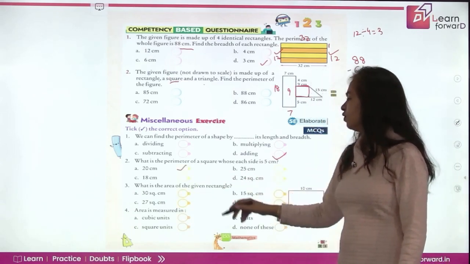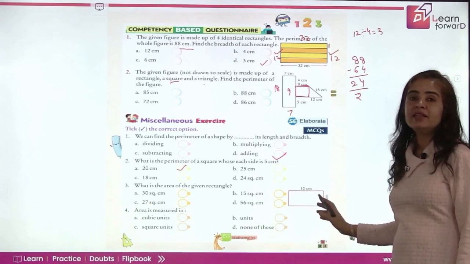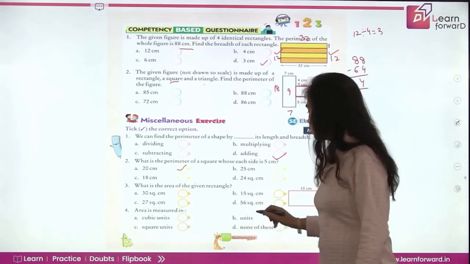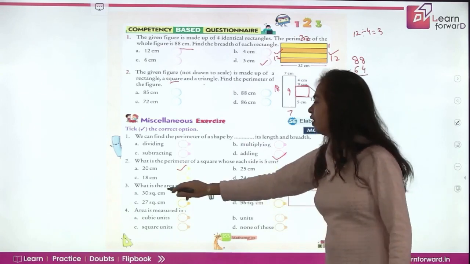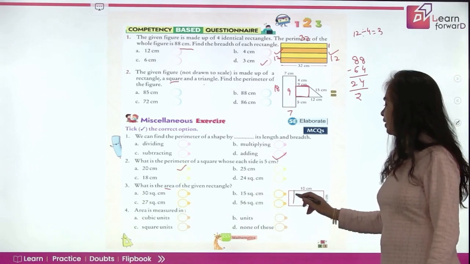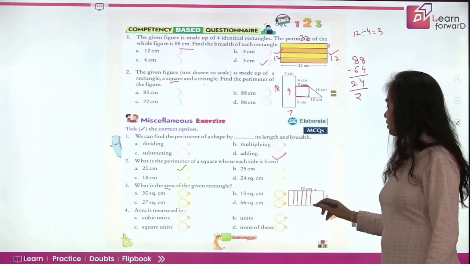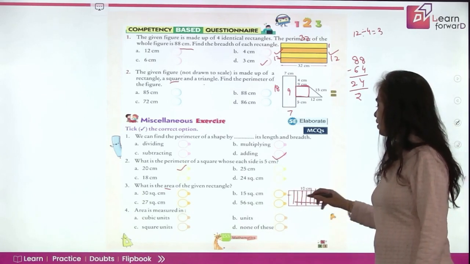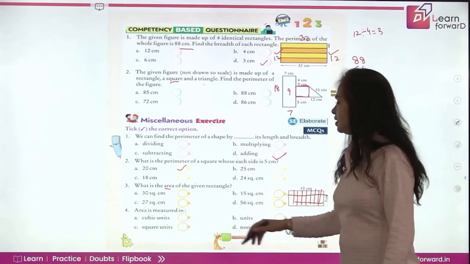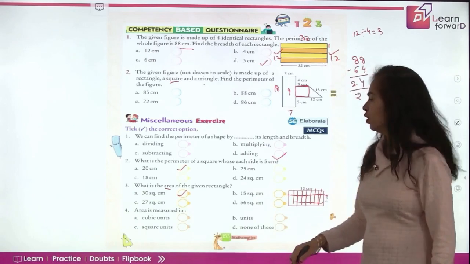What is the area of the given rectangle? 10 and 3. Again 10 and 3. You have to find out the area, children. So what will you do? You will quickly divide them into 10 parts like this and 3 parts like this, and see how many squares you will get. 30. That is the area of your rectangle.